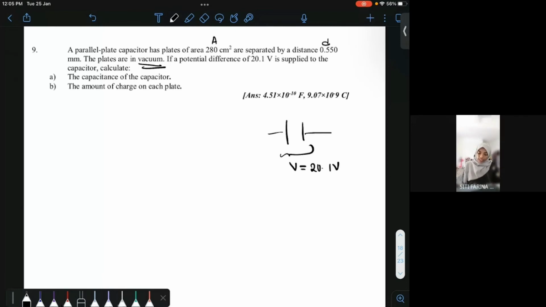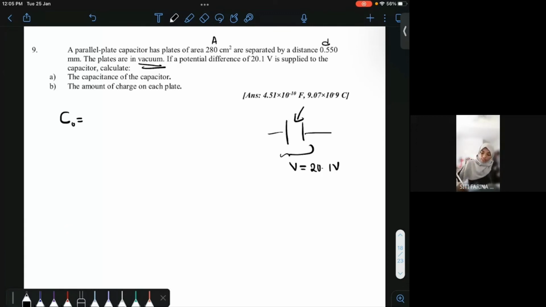Calculate the capacitance and the amount of the charge. Okay, kita nak cari nilai capacitance dulu. Kalau kita tengok, this one filled with air, tak ada dielectric, so we are basically talking about C0 lah. C0 dekat sini represent empty, tak ada filled with any dielectric.